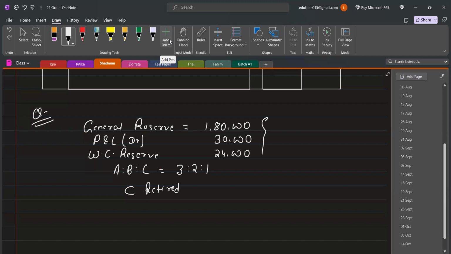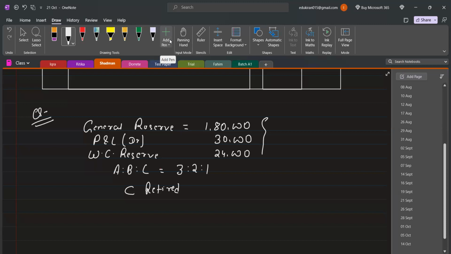What is the second entry? Second entry is A's capital account debit 15,000, B's capital account debit 10,000, C's capital account debit 5,000, to P&L account 30,000.